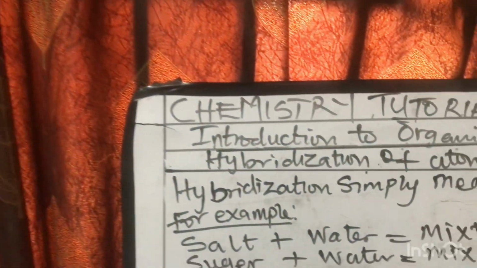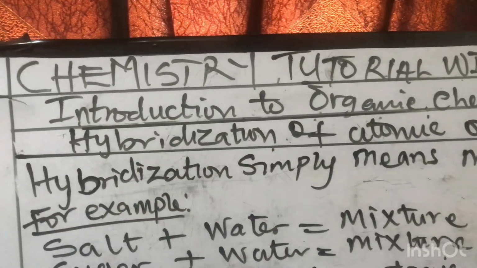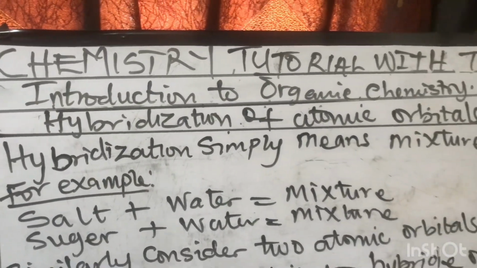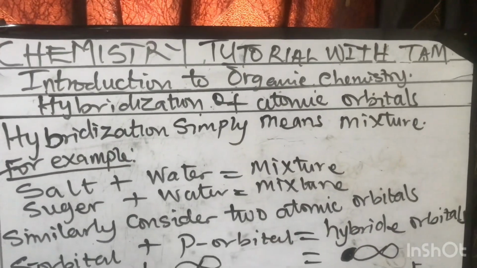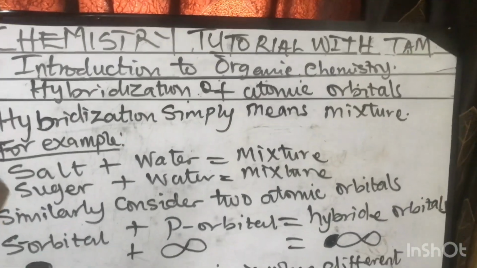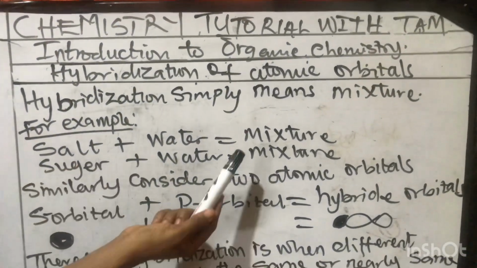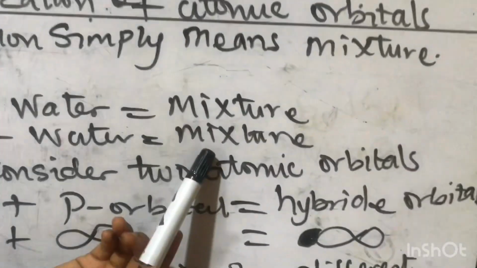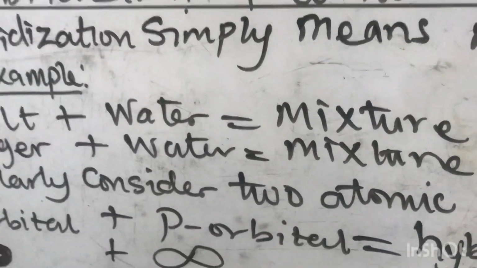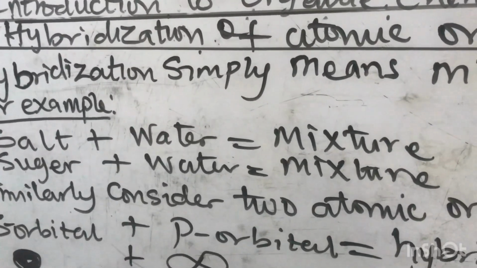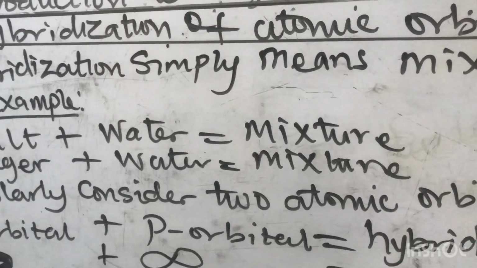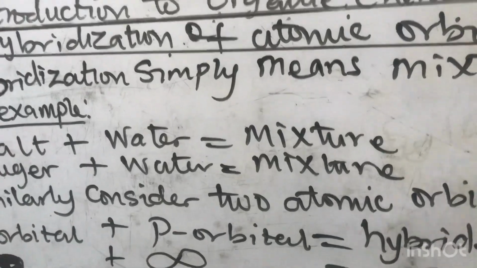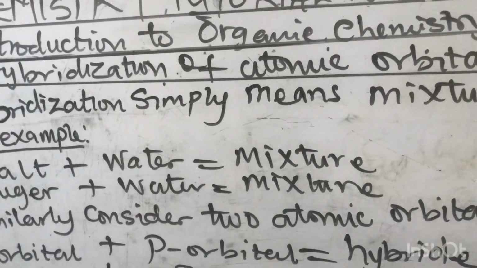Hybridization simply means mixture. In layman's language, hybridization simply means mixture. For example, when you mix salt and water together, you form a mixture. You mix sugar and water together, a mixture is formed. Similarly, the same way we mix salt and water together or sugar and water together to form a mixture, hybridization has to do with mixing of orbitals.